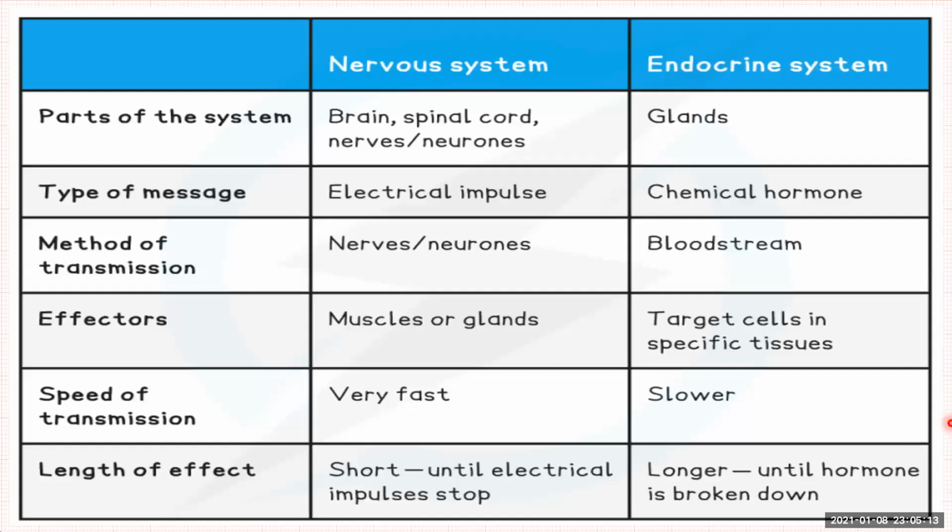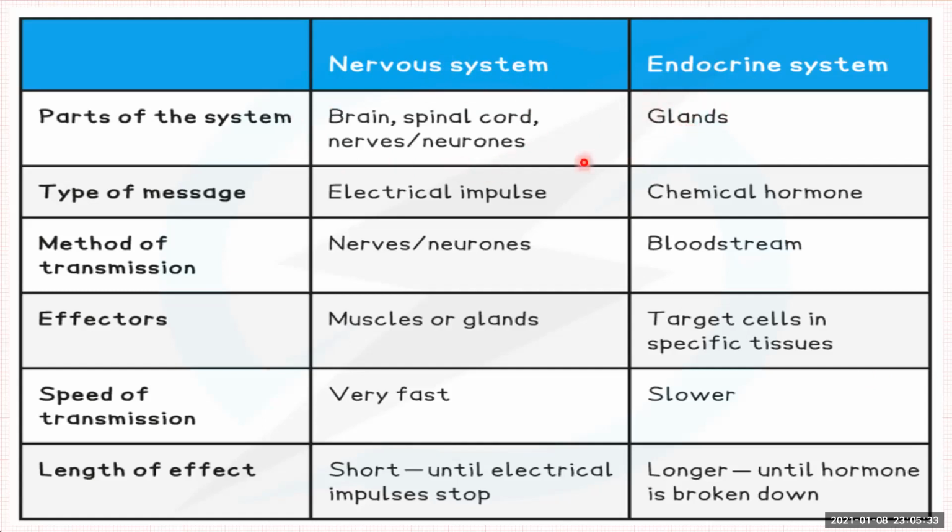In the previous chapter, we already discussed the endocrine system and hormones. So let's talk about a few differences between the nervous system and the endocrine system. The nervous system involves the brain, spinal cord, nerves, and neurons, while the endocrine system involves the glands.